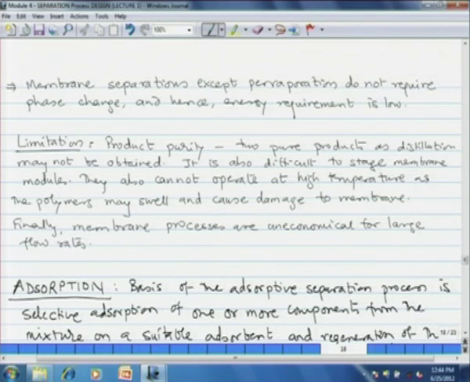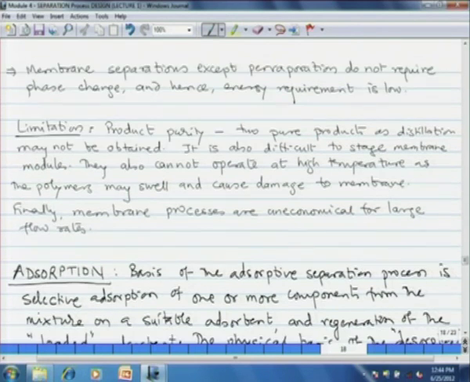You are saving money due to higher electrical efficiency, but at the same time you have to go for more stringent conditions for your feed quality, and to meet that stringent condition you have to go for additional separation processes, which could be expensive. So, that is all about the membranes.